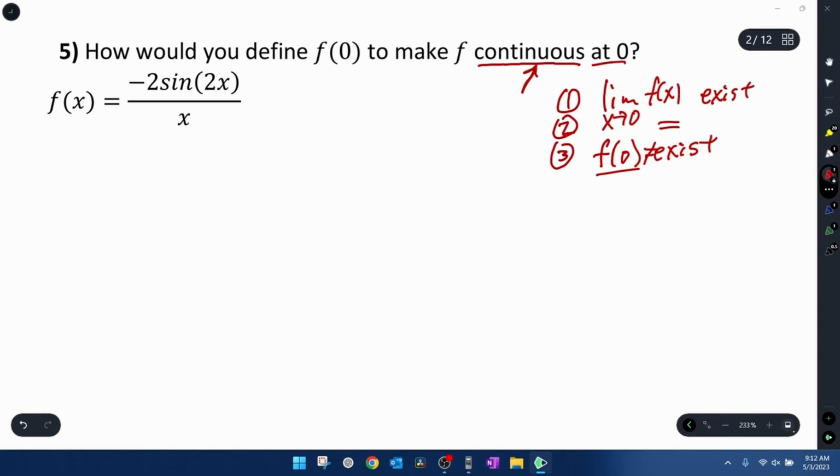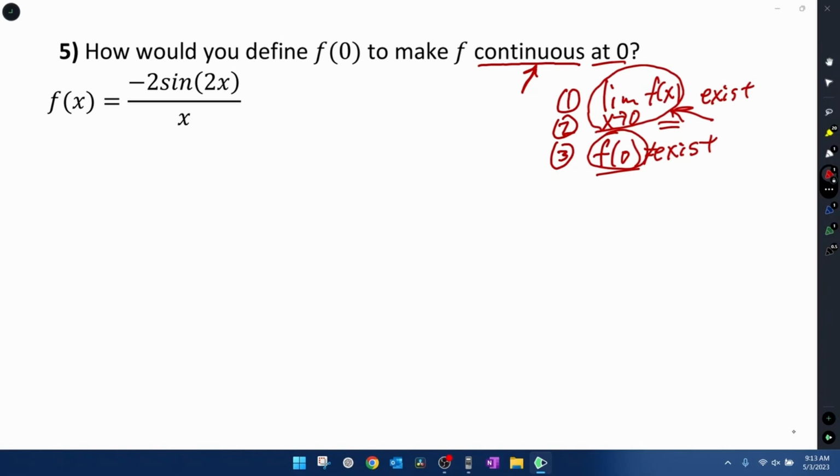And so then what we're going to do is try to figure out what we would let f of 0 be so that it is continuous. Well, looking over here at our criteria, we know that the limit as x approaches 0 has to equal f of 0. So we need to know what the limit is, or if it exists at all. That would definitely be a criteria that has to be met. And once we know if it exists and what it is, then we will know what to set f of 0 to be.